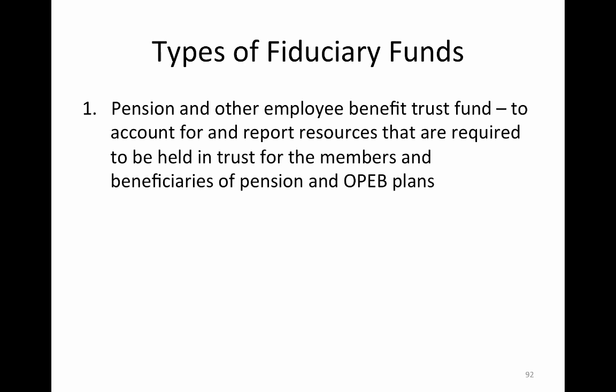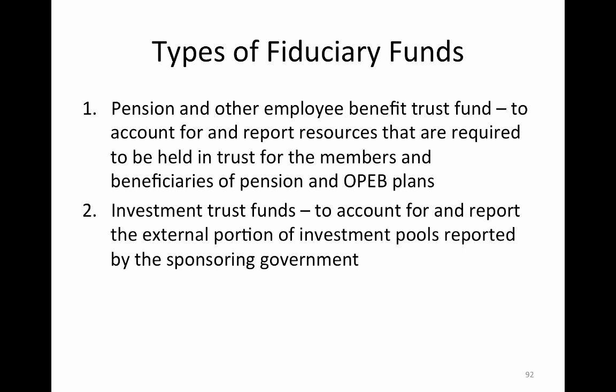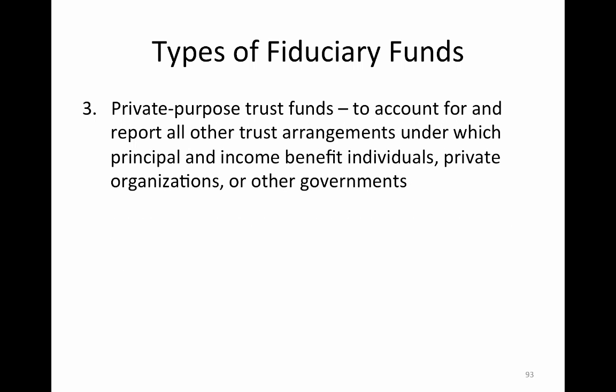There are 4 types of fiduciary funds. The most common probably are pension and other employee benefit trust funds. Investment trust funds are used if a government is running an investment pool. The portion of the investment pool that belongs to other governments is going to be reported in the fiduciary funds. The government's own portion is reported as investments in its own financial statements. Private purpose trust funds, so these are trust funds for purposes other than investment pools and pension and OPEB funds.